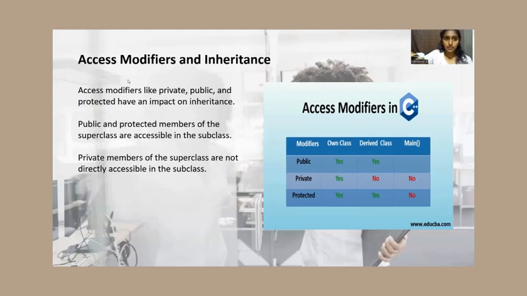So now we are into access modifiers and inheritance. Access modifiers like private, public, and protected have an impact on inheritance. Public and protected members of the superclass are accessible in the subclass. Private members of the superclass are not directly accessible in the subclass.